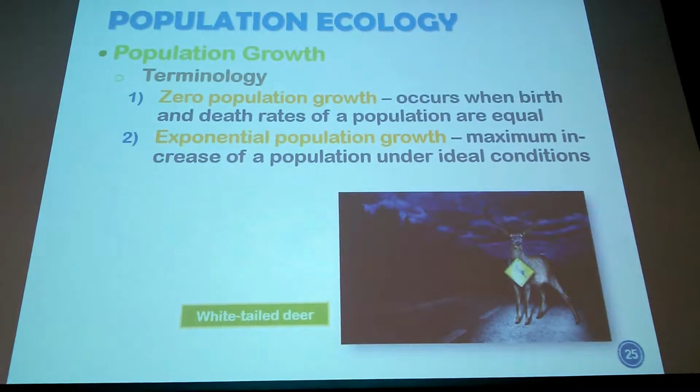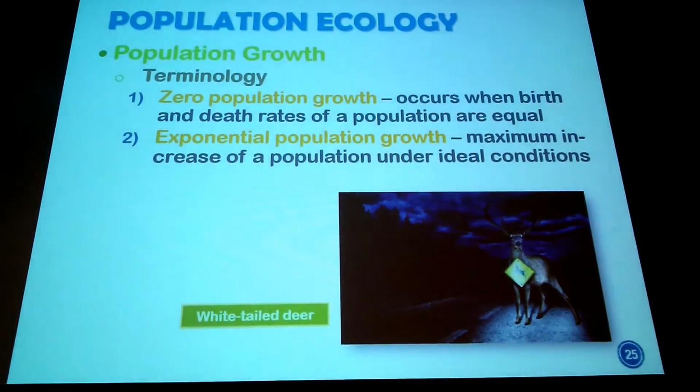Okay, when we talk about population growth, there are specific terms you need to be familiar with in order to better understand them. Zero population growth occurs when birth and death rates of a population are equal. For humans, if every couple had 1 son and 1 daughter, that would be zero population growth. Eventually the son and daughter would replace the father and mother, not with each other, but in the whole human population. If you exceed that, you increase the population. If you don't have at least 2 kids, the population starts to decline. Exponential population growth is the maximum increase of a population under ideal conditions.